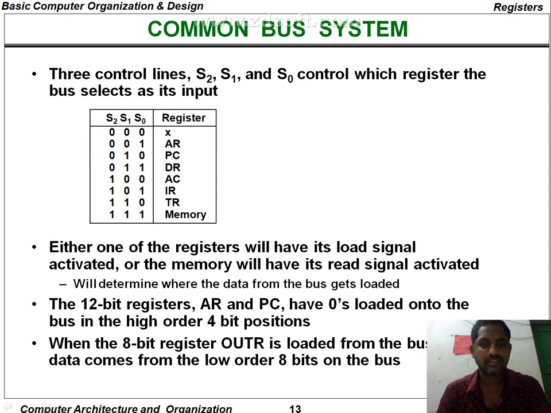Here the 12-bit registers, address register and program counter, have zeros loaded onto the bus in the high order 4-bit positions. When an 8-bit register, such as the output register, is loaded from the bus, the data comes from the low order 8 bits on the bus. See, whenever you have the control lines set with these signals, that determines which register will be activated: 1 address register, 2 program counter, 3 data register, 4 accumulator, 5 instruction register, 6 temporary register, and memory.